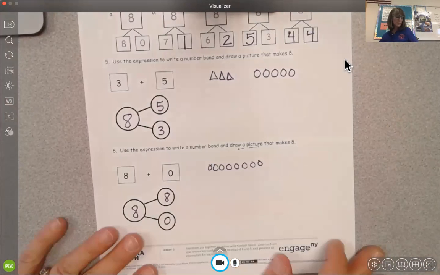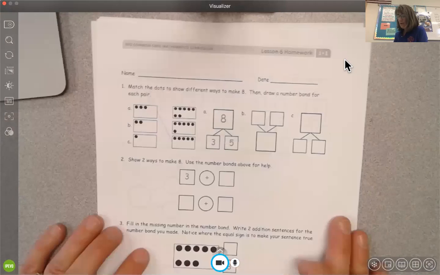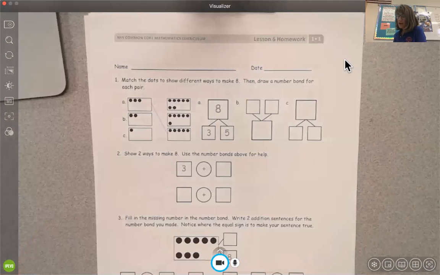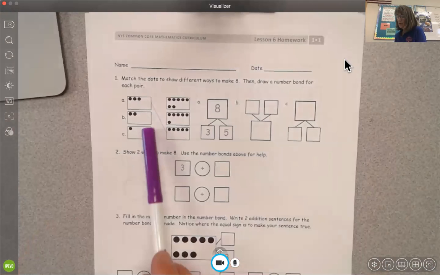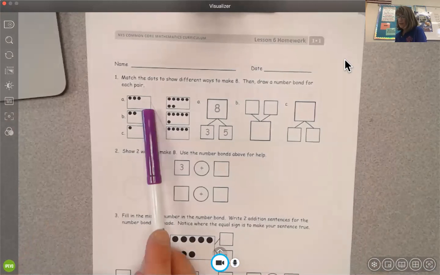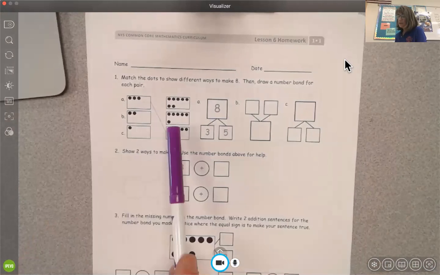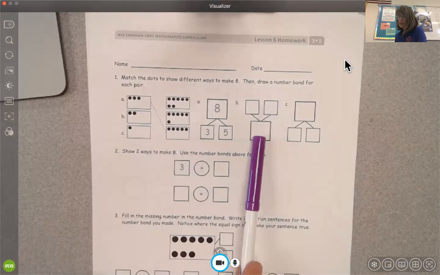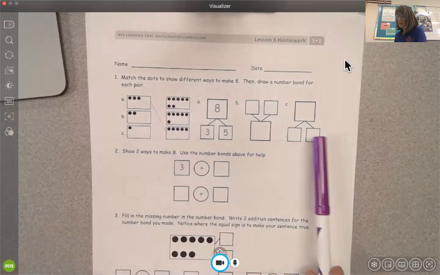Now that you've kind of watched me do it and followed along, I want you to get out your homework and see if you can do your homework. Now, you can get help if you need help. First, it wants you to match the dots to show different ways to make 8. So the first one has a 5 and a 3. 3 plus 5 equals 8. Which other one can we draw? How about 6 plus 2? Yep, 6 plus 2, so we could go 6, 2, and put the 8 here. How about this one? This one is a 7. 7 and 1 more. So we go 7, 1 equals 8.